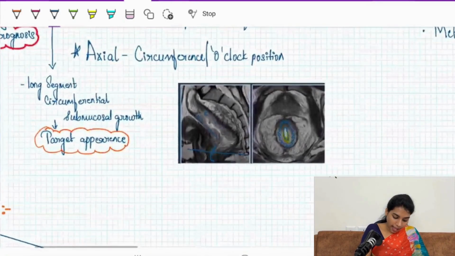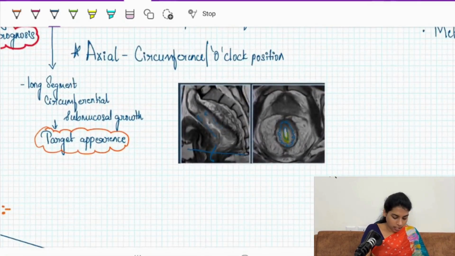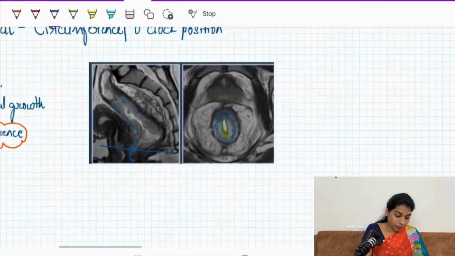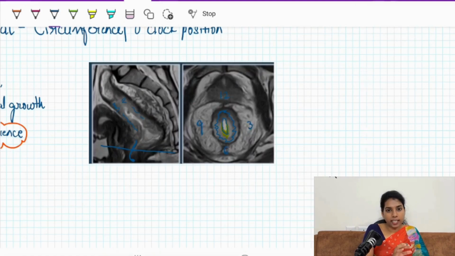Next, we come to the axial section. In the axial section, what you need to mention is the o'clock position. This is the 12 o'clock position. This is basically 3, 6 and 9. You need to explain, if it's a circumferential growth, you will tell in its entire circumference. However, if the tumor was extending from here to here, then you will tell it is extending from 8 o'clock to 12 o'clock position. So you need to give the o'clock position in your report as well.